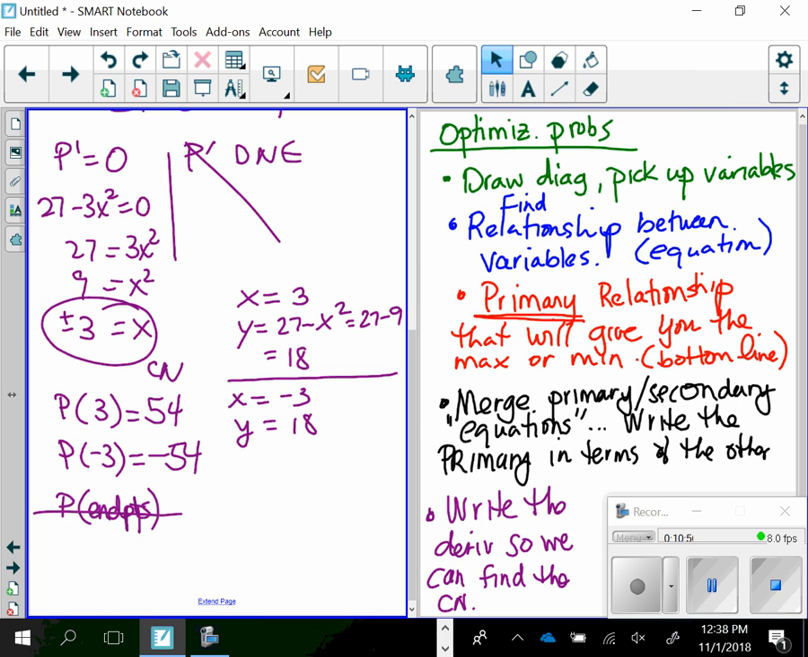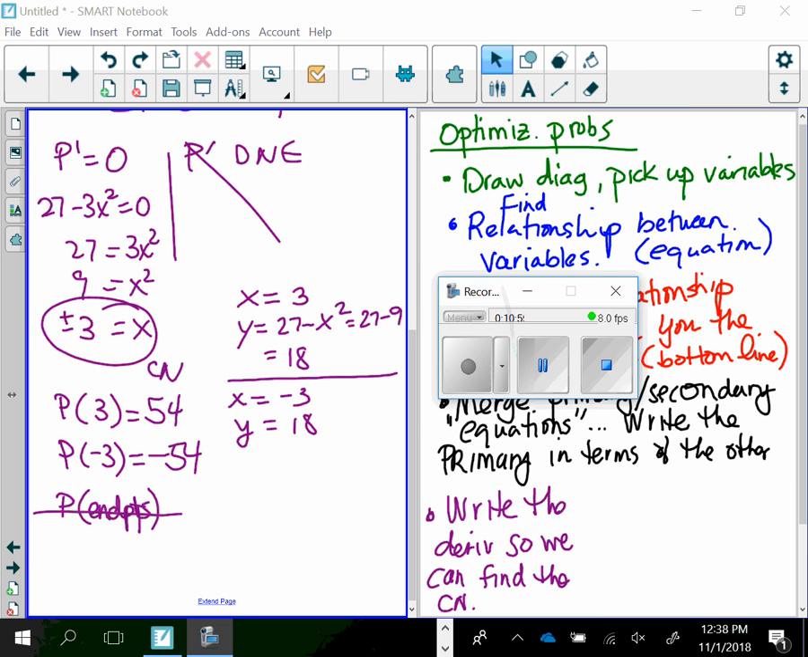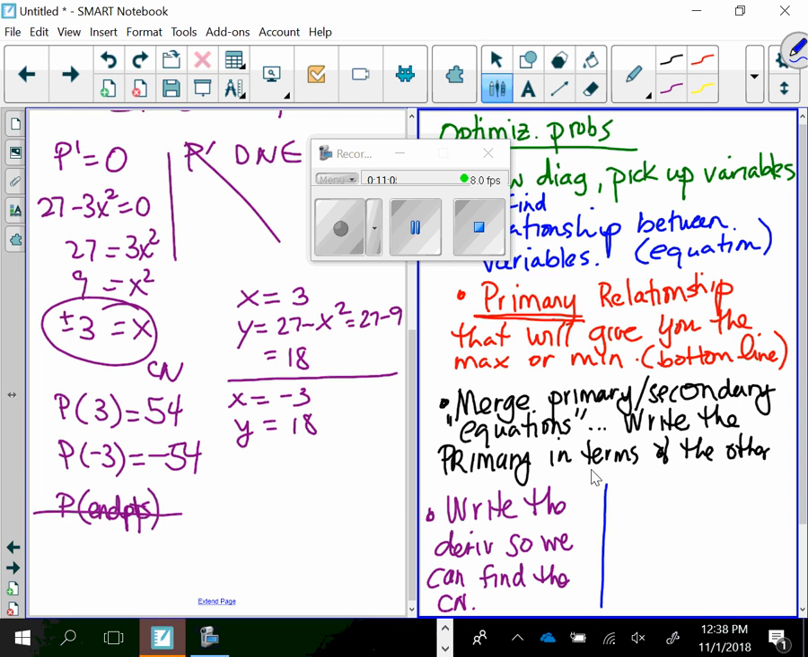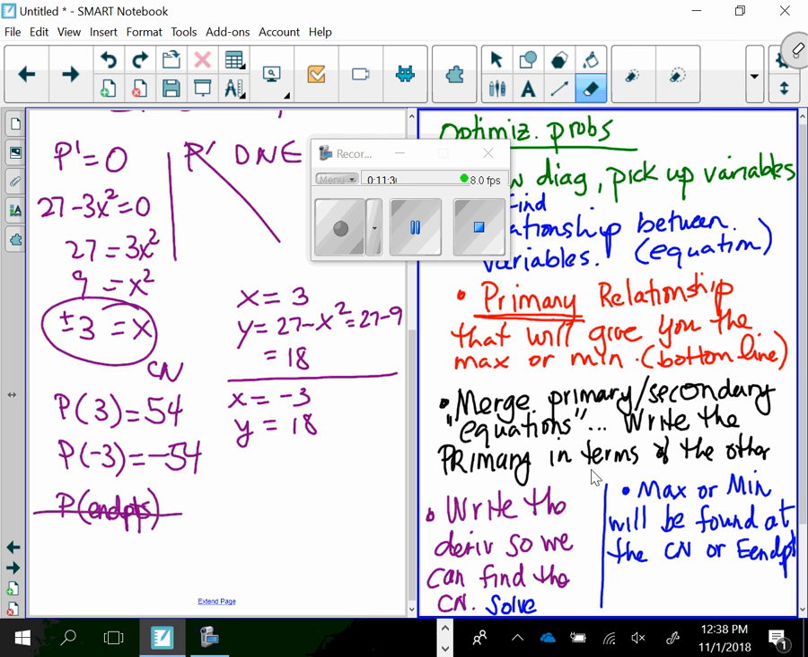Let's go back and make sure that we are writing down steps so we can follow them next time. We wrote the derivative so we can find the critical numbers, and then the max or the min, whatever one we're finding, will be found at the critical numbers or endpoints. Of course, we just solved. I don't know that we need to write that, because that's how you find the critical numbers. It's kind of assumed.